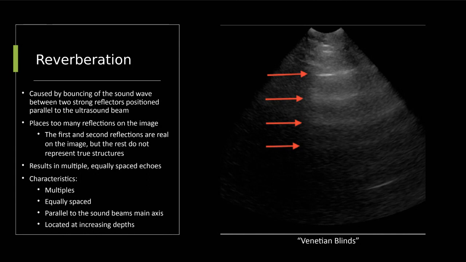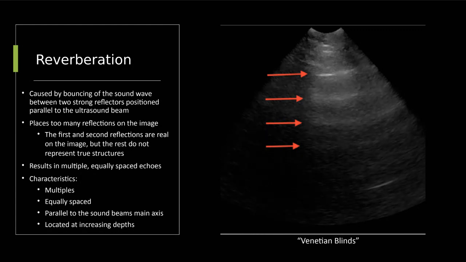So think of an echo, right? Your voice creates that original sound, and then it hits off of an actual real structure, but any other echo that you hear after that is not real, right? So your first two reflections are going to be real, everything else is going to be artifact. So the characteristics of reverberation, pretty straightforward. We're going to see multiple equally spaced echogenic lines. They're going to be parallel to the sound beam's main axis, and we're going to see them at increasing depth. So we're going to see these lines posterior to each other.